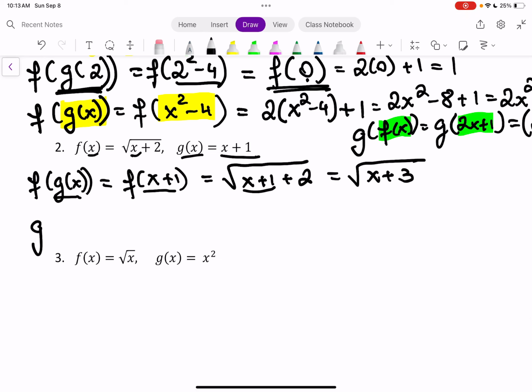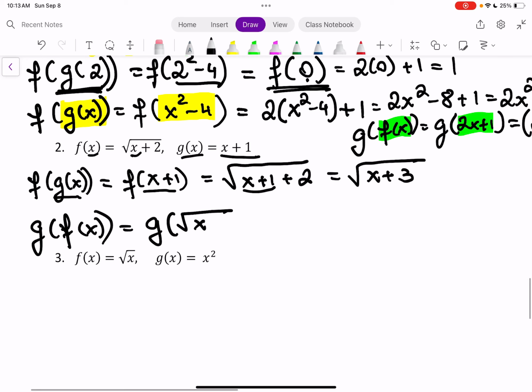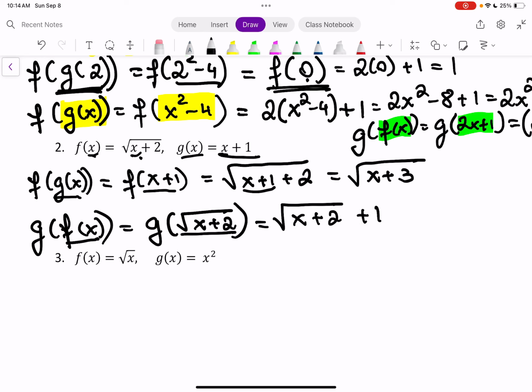Okay, let's go backwards. So I'm substituting f of x first. And f of x is the square root of x plus 2 right here. Now, what does the g function do? The g function adds 1 to whatever comes its way. So what came its way for x is the square root of x plus 2. That's what I plug in.